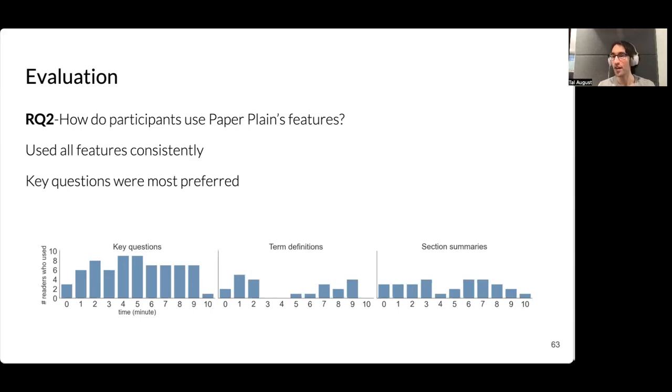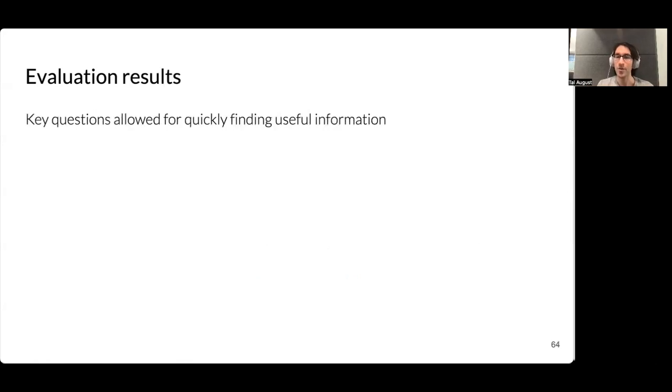So here's a plot showing the usage of features over the course of a reading session. On the y-axis is the number of readers using each feature, and on the x-axis is the minute in which this feature usage happened. So the reading time was 10 minutes for all participants. The two takeaways from this plot are that the features are used fairly consistently throughout the reading session, and the second is that the key questions were used the most out of all the features. This was on the far left here. So we suspect this preference for the key questions is because they afforded participants an alternative indexing into the paper. They allowed them to more effectively find relevant information in a paper without being overwhelmed by the complex language.